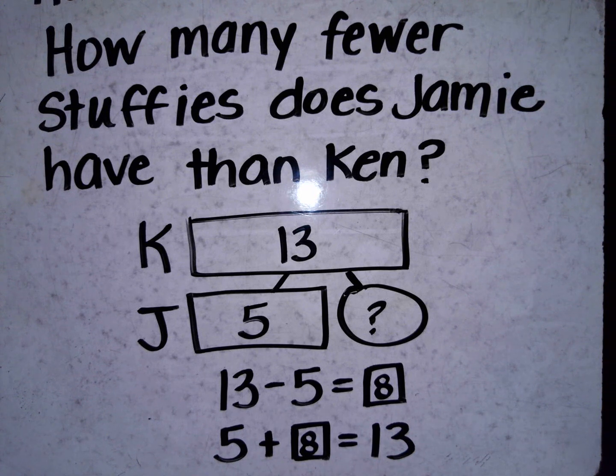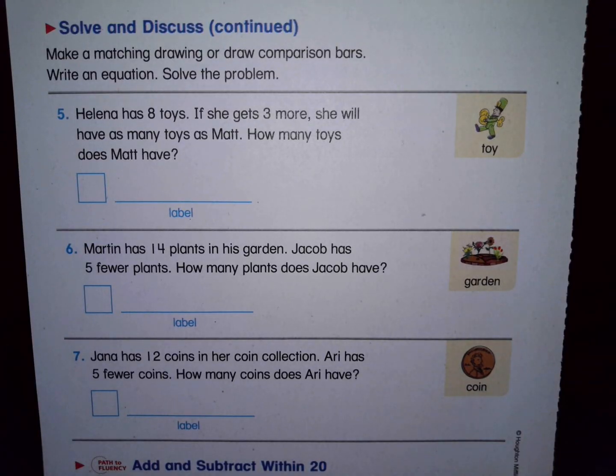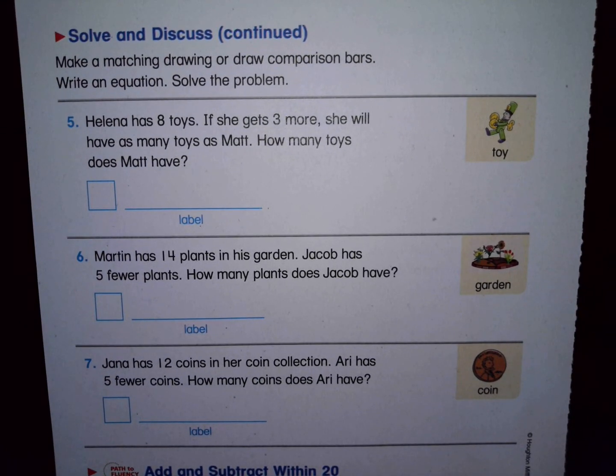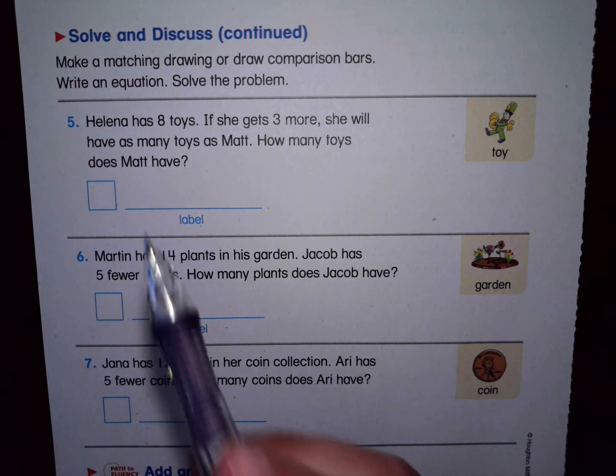We are going to practice solving 3 more problems today using comparison bars. Please make sure that you have your student activity book, page 40, with you. Yesterday, we did the front side. Today, we're going to do the back. So again, my directions are make a matching drawing or draw comparison bars, write an equation, and solve the problem. Like I said, we are going to use comparison bars on these 3 problems to get you more used to them. All right, here we go.